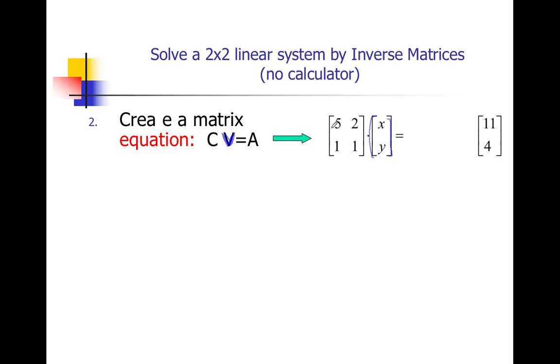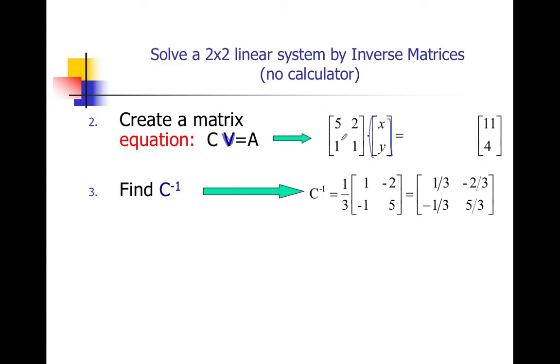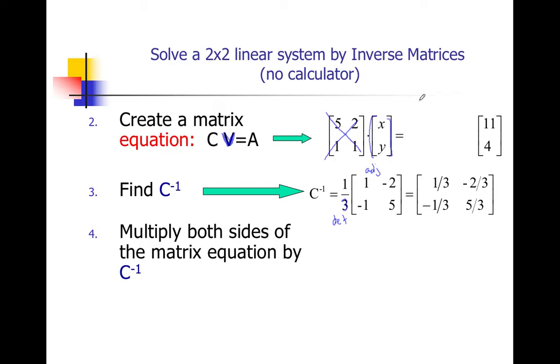To get XY by itself, you have to get rid of matrix C. Guess who gets rid of it? Its inverse. So to find the inverse, you do 1 over the determinant times the adjoint. So you multiply 5 times 1 and subtract the product 1 times 2. And you get 5 minus 2, which is 3. And then the inverse is 1 over the determinant times the adjoint. And remember, for the adjoint, you switch the elements on the main diagonal and you negate the elements on the minor diagonal. So 5, 1 becomes 1, 5, and 1, 2 becomes -1, -2. You can distribute that 1/3 through or not. I generally do not.